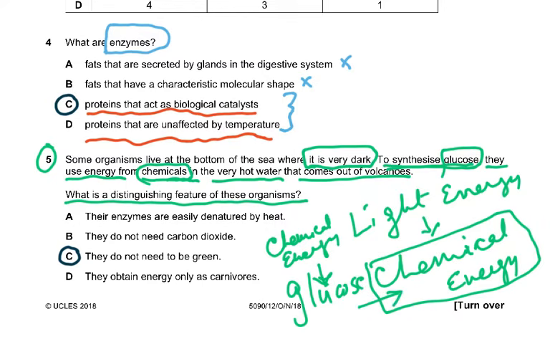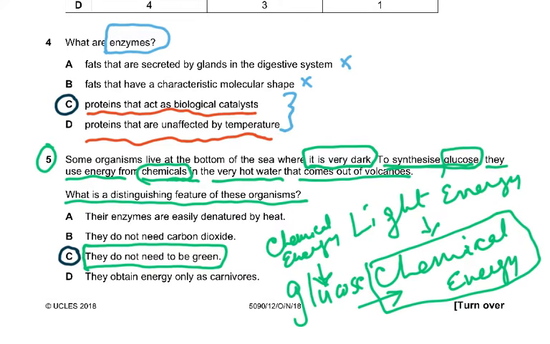Now, the only thing it says that would be the distinguishing feature is they do not need to be green, because here we are not using light energy to convert them. So light energy would be absorbed by the green chlorophyll, the pigment. So please understand why the answer is C. The answer is C for a simple reason, because this was a difficult question. This would be not easy for students to answer.